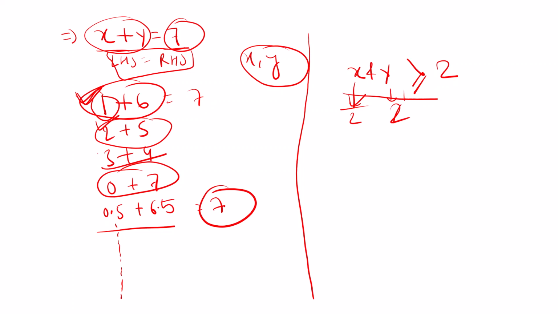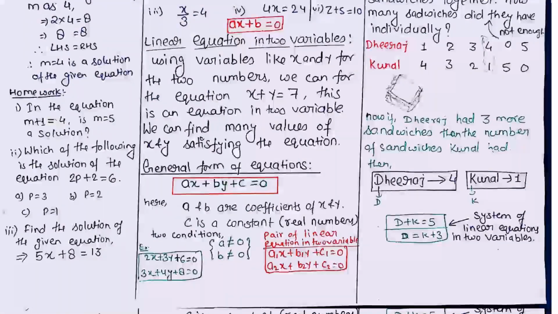Okay, let's move ahead. Now we have the general form of the equation. What will be the general form of a linear equation in two variables? We write it as ax plus by plus c equal to 0. Here x is a variable, y is a variable. a is the coefficient of x, b is the coefficient of y and c is the constant. Now what do you think? If the value of c becomes 0, will there be any change in the equation? No, right? It will still be a linear equation in two variables.